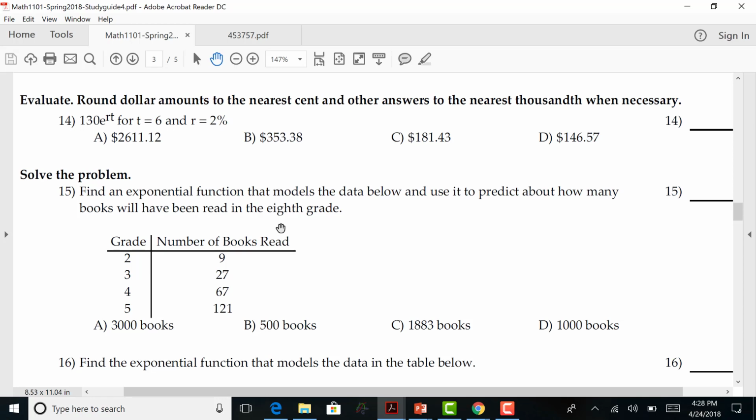In 2nd grade you read 9 books, 3rd grade you read 27 books, 4th grade you read 67 books, 5th grade you read 121 books. Y'all remember that? We want to know in 8th grade, how many books did you read? So plug the number 8 into your calculator here. Those answers on the screen are not right, but you're going to get the right answer.